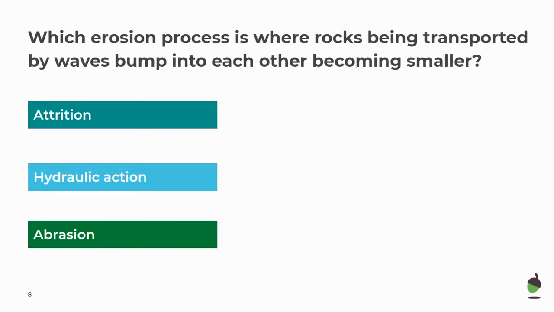Which erosion process is where rocks being transported by waves bump into each other, becoming smaller? Make sure you're telling me out loud so I can check. Well done. The word is attrition. Tat, tat, tat, tat. Those rocks bash together.